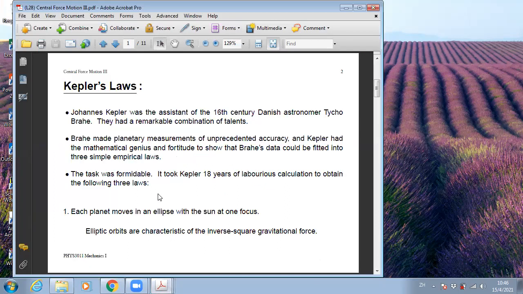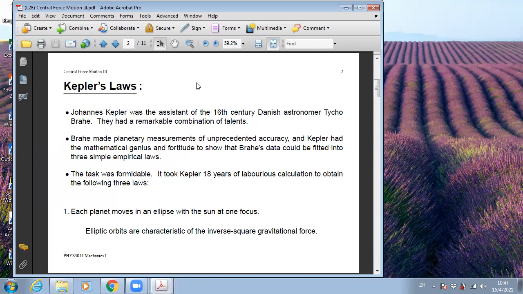All right. Then we continue our discussion of the central force motion. We'll concentrate on Kepler's laws in this lecture. Now, Kepler's laws are very famous phenomenological laws. What does it mean? Those three laws are not derived or deduced from some higher principles.